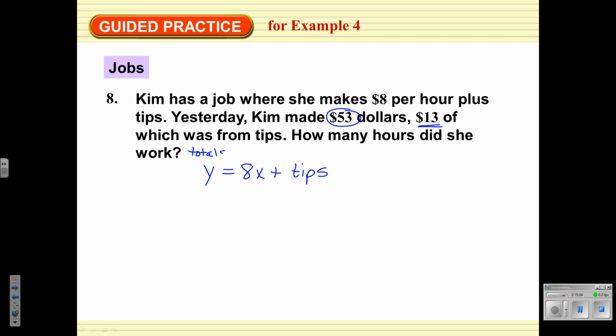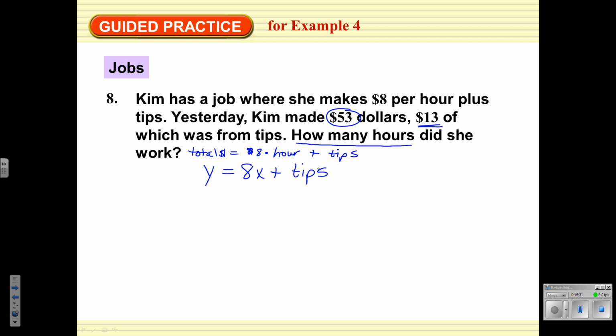Total equals $8 per hour plus tips. There's my verbal model if you need that. That's maybe a better way to write it. And my total dollars is my y. My independent variable would be how many hours I work, because that's what we're looking for. How many hours Kim worked.